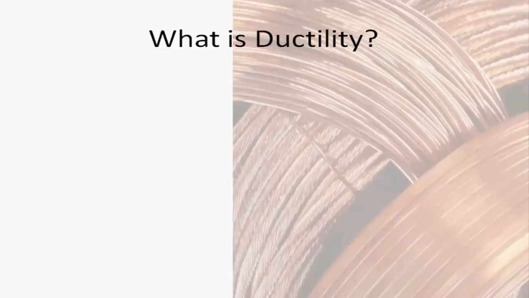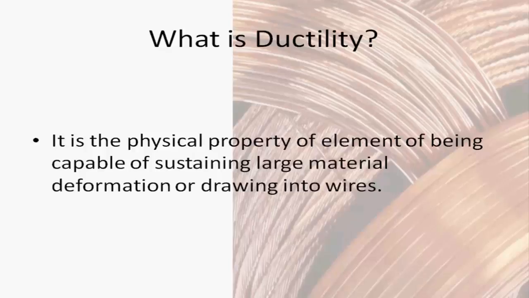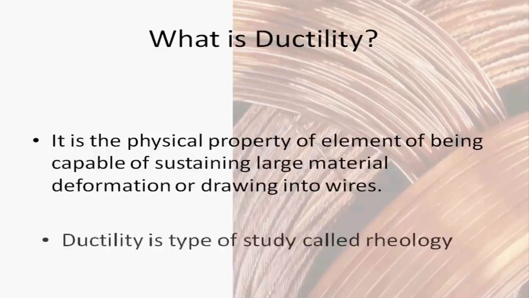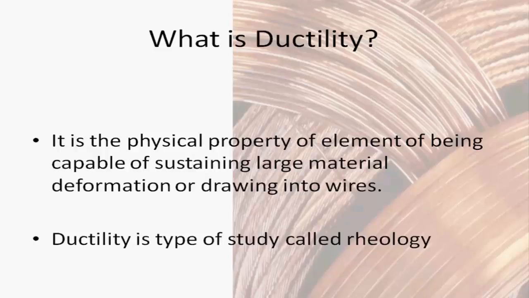So now the question arises, what is ductility? It is a physical property of an element of being capable of sustaining large material deformation or drawing into wires. Well, in less technical terms, we can say that the property in which the element can be drawn into wires is ductility. Also, ductility is a type of study we call rheology, which is the study of how material deforms or flows in response to the forces applied to it.